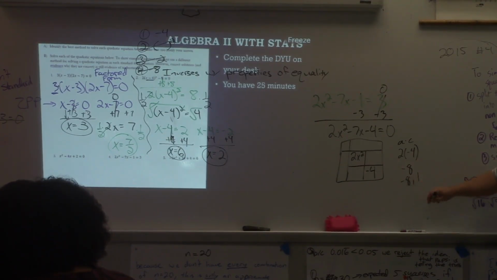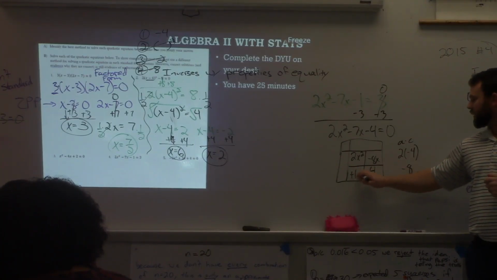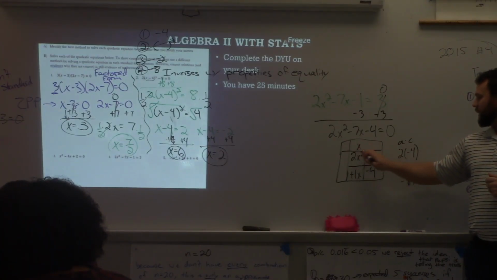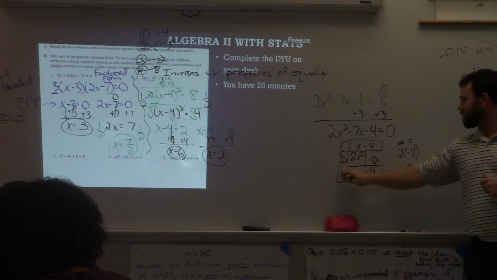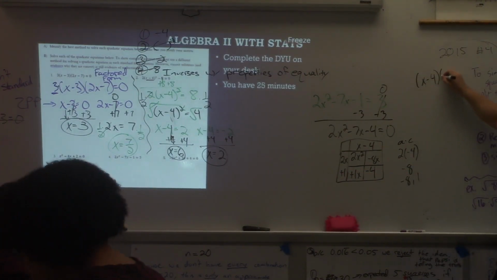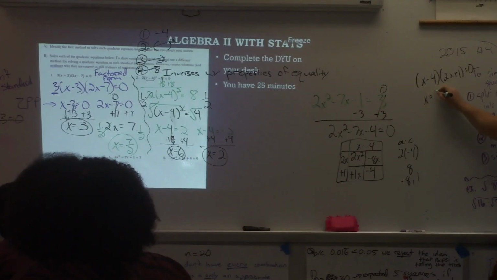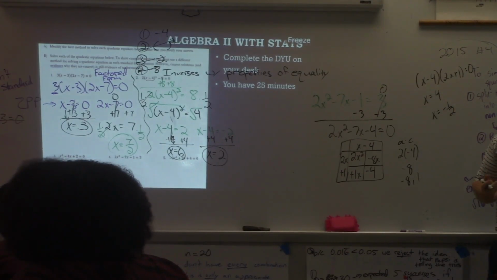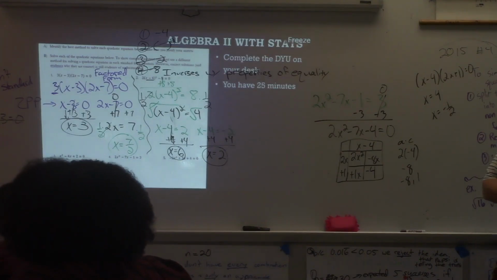-8 and 1. -8x plus 1x. So we get x minus 4 and 2x plus 1. So there's your factored form. And when you solve it, 4 and -1/2. Oh my God, I got them right. So, but use the quadratic formula instead. That's number 4. Oh, I got that right too.